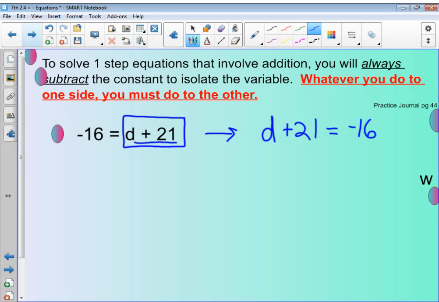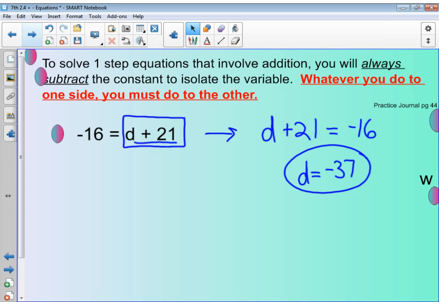You should have ended up with D equals negative 37. Okay, make sure you're showing that cancellation step, because that is a requirement. I will not accept just D equals 37. I have to see the canceling out, showing how you're getting rid of that plus 21 by subtracting it.